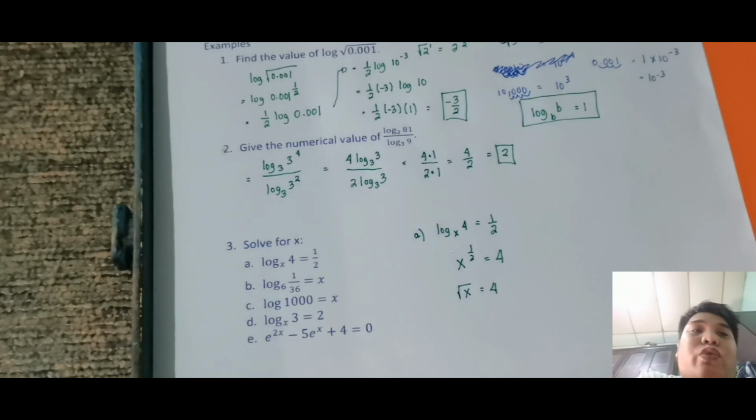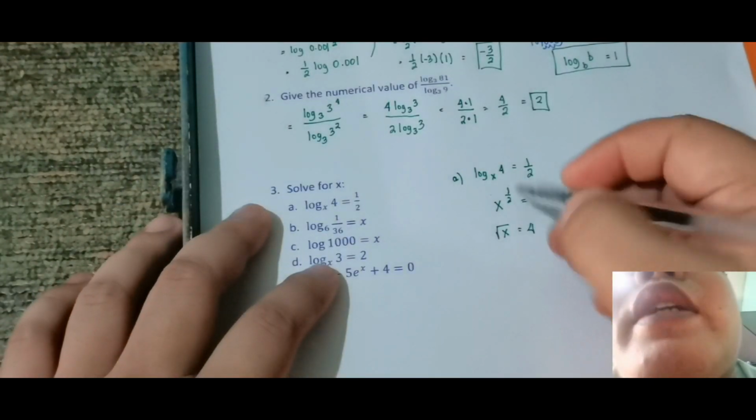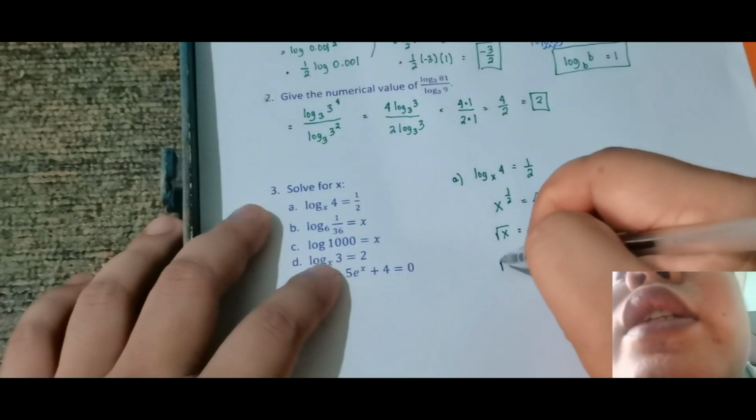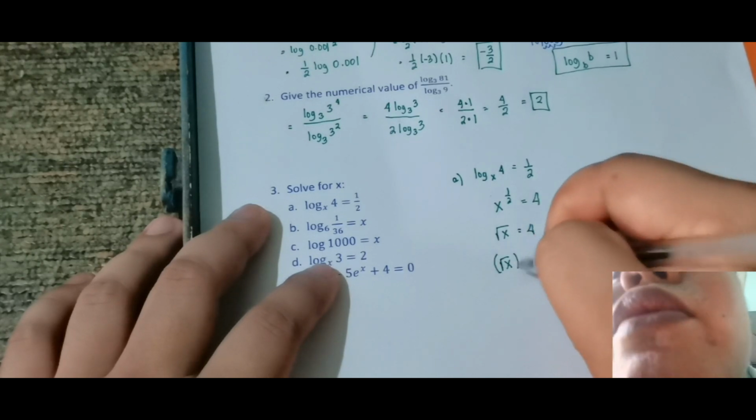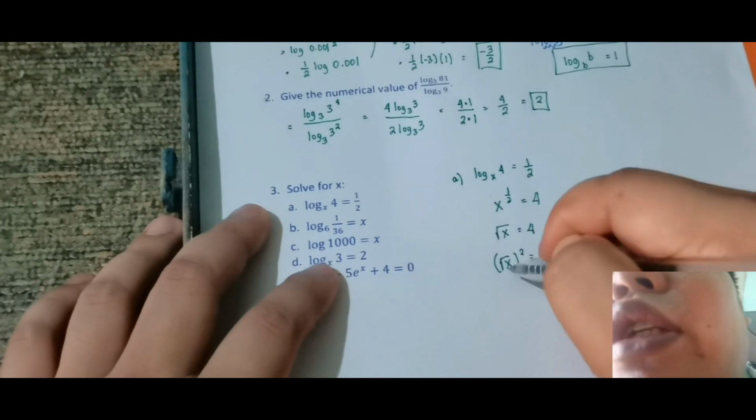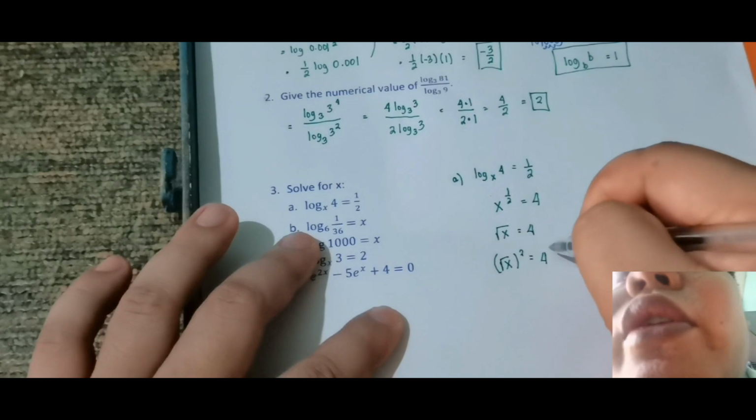I-raise sa 2. So sir, paano kung cube root? I-raise sa 3. Sir, paano po pag fourth root? I-raise sa 4. Ganun na kasimple. So, ibig sabihin, yung square root of x na yan, dahil alam kong 2 yan, this is square root of x raised sa 2 is equal to, syempre, kung anong ginawa sa left side, gagawin din sa right side, that is 4 raised sa 2.